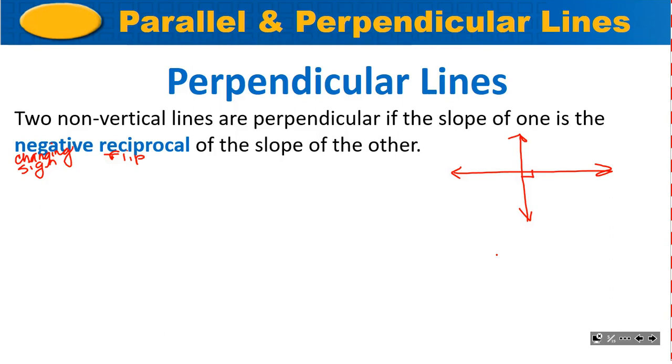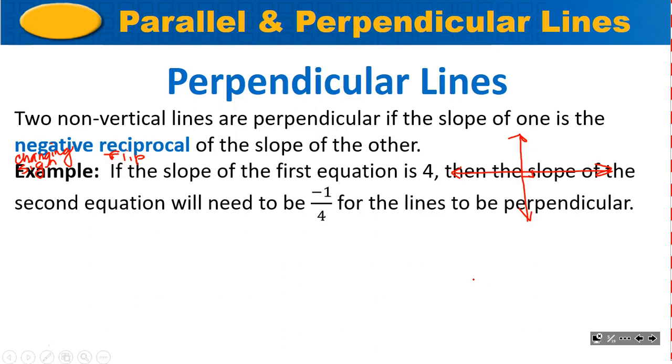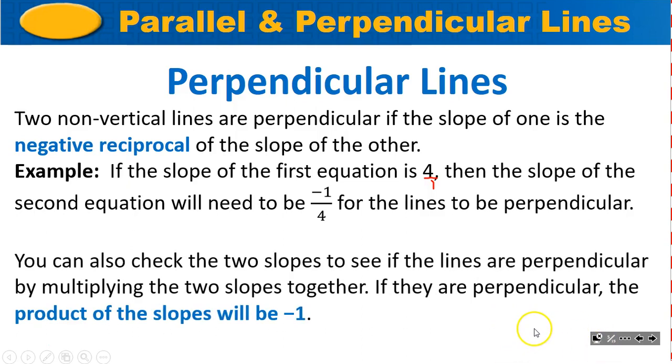So let's look at this example I have here. If it was 4, then we're going to flip it and make it 1/4, because we know that 4 is 4 over 1. When we flip it, it becomes 1/4. And when we negate it, we change the sign of it. So it was positive, so now it becomes negative. Now here is what my son calls a hack.